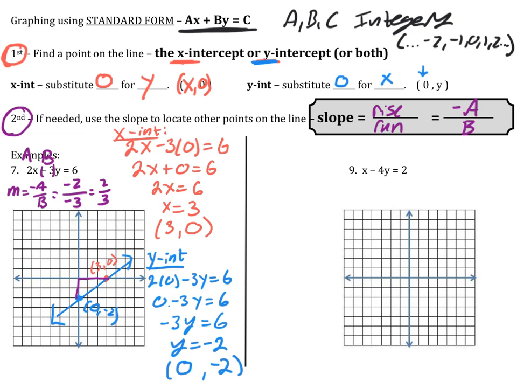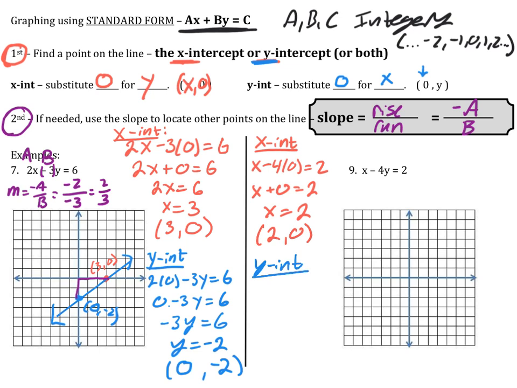Okay, so let's go ahead and go through our second example here. So we're now on example number 9, and we want to find our 2 intercepts to start with. So let's start with our x-intercept. For this, I'm plugging in 0 for the other variable, for y. So this is going to be x minus 4 times 0 equals 2, or x plus 0 equals 2. Anything plus 0 is just itself, so we have x equals 2. All right, let's write that as a point, (2, 0). Let's find that y-intercept.